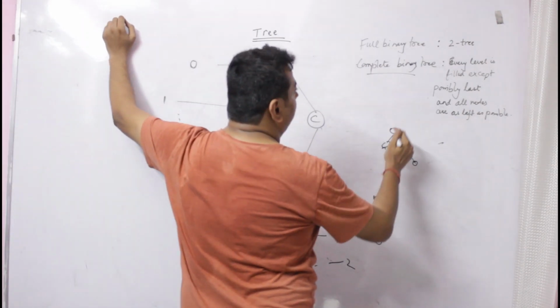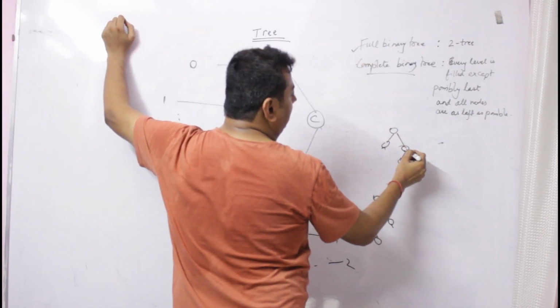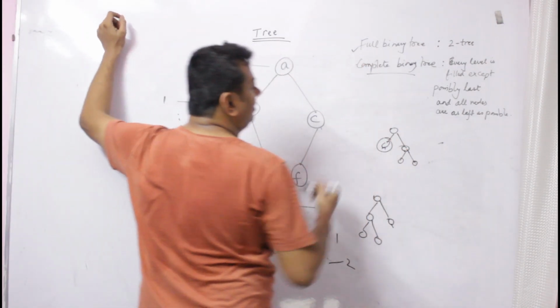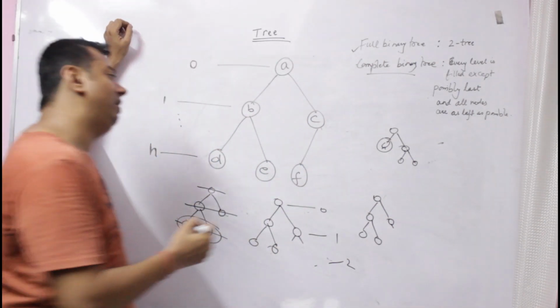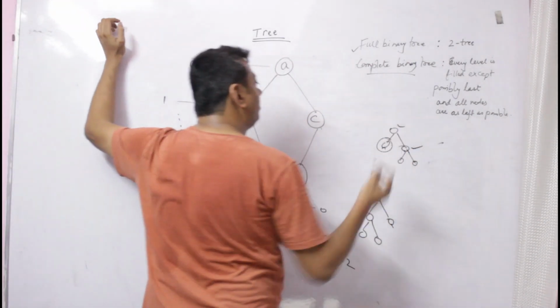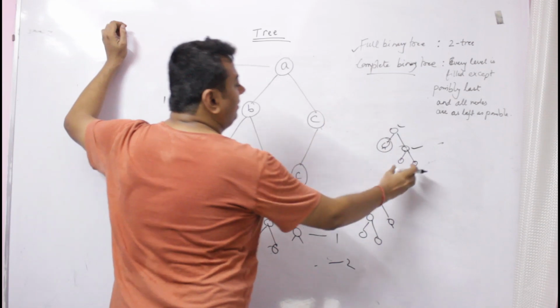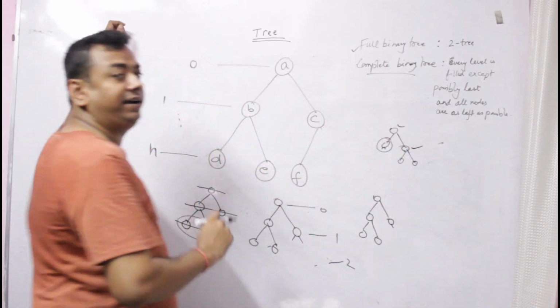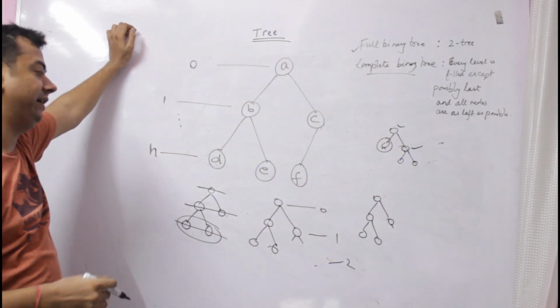This is full but not complete. Why? Because it is full since this node has no children at all. This has 2. This has also 2. Why is it not complete? Because it is right oriented. It should be left oriented. Okay.